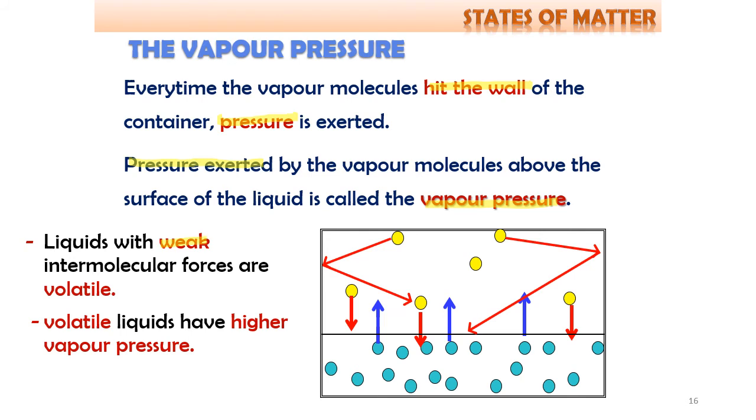Liquids with weak intermolecular forces, we call volatile, means mudah meruap. And this volatile liquid will have higher vapor pressure. So maksudnya, if you give a little bit of heat ataupun kita increase the temperature sikit, this volatile liquid dia akan easily vaporize because of the weak intermolecular forces. So contohnya liquids yang easily vaporize adalah alcohol and so on lah.